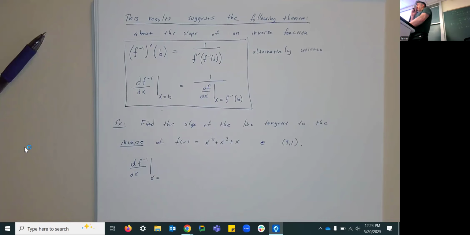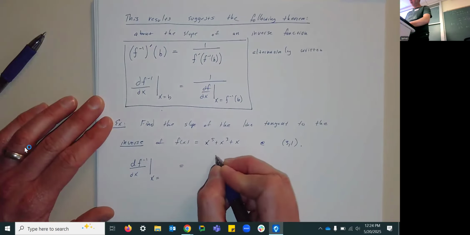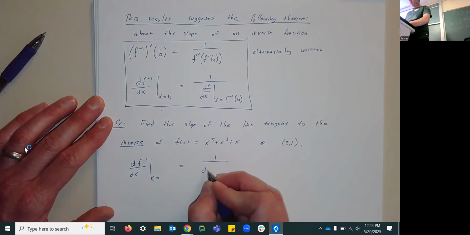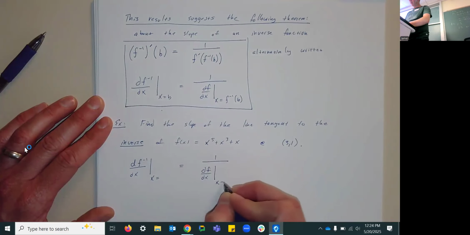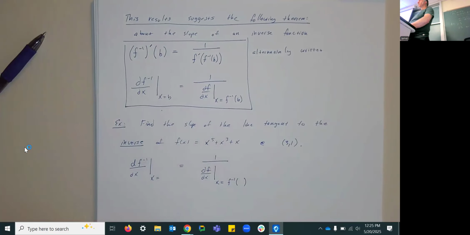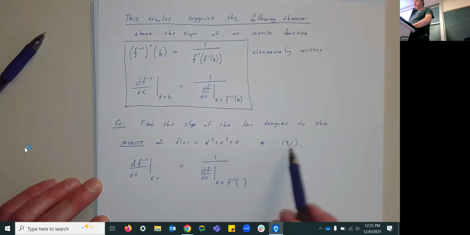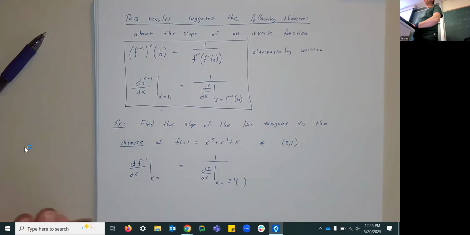And so I'm actually not going to write anything down just yet. I'm going to go back and say, well, I know that means I want to find 1 over the derivative of f of x evaluated at x equal to f inverse of whatever. So if I know the point 3, 1, well, I wasn't super clear with what I said. Is 3, 1 a point on my function or a point on my inverse function?